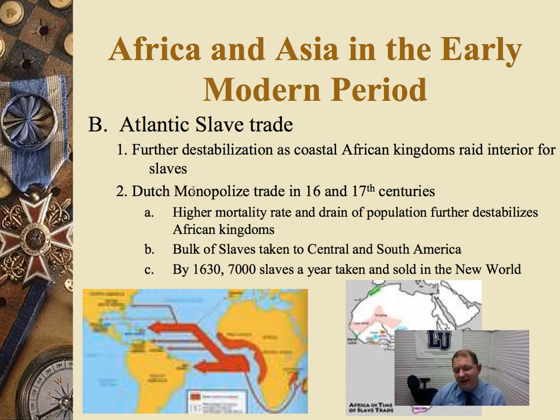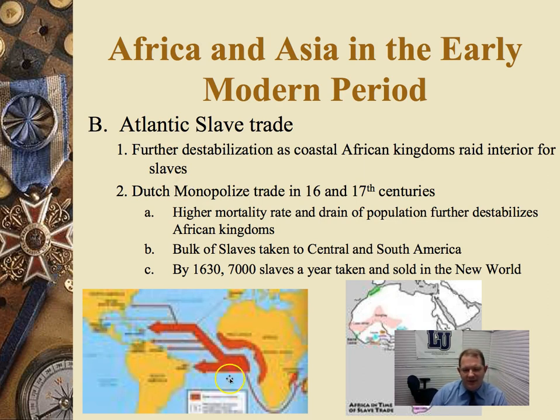Starting in the 16th century, we have the introduction of the Dutch into the slave trade. They're going to push the Portuguese out of the slave trade and monopolize it in the 16th and 17th centuries. Now, when this happens, because of the increasing demand, we see an increase in the number of slaves traded, and because of a desire to more efficiently transport slaves in terms of numbers, we see a higher mortality rate among the slaves being transported.